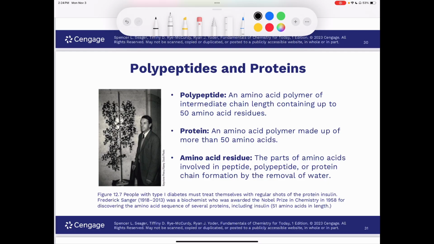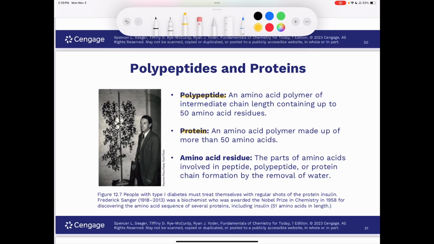So as I was saying a little more about peptides here, a polypeptide is an amino acid polymer of intermediate chain length containing up to 50 amino acid residues. So if you have up to 50, and I'm definitely not going to make you draw a polypeptide with 50 amino acids, but if you have up to 50 amino acids, we call that a polypeptide, and you should know the definition. Then once you get past that, you get into a protein. So a protein is nothing more than a big polypeptide. You link all these amino acids together and you get a protein when you have more than 50 amino acids linked together.